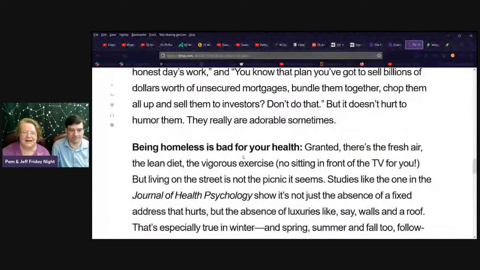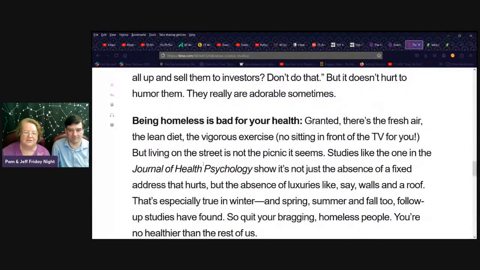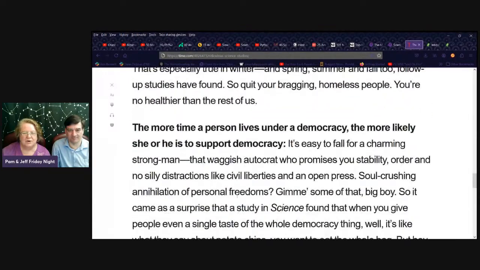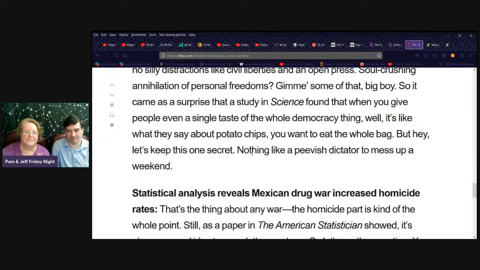crazy studies. What? Being homeless is bad for your health. Yes. The more you live under democracy, the more likely you want to live under democracy. That's pretty cool.